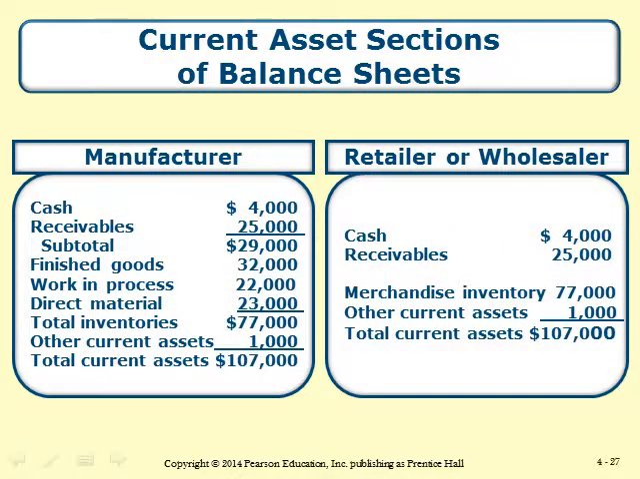Manufacturing inventories are usually composed of these three major categories. Again, raw materials, work in process, or finished goods. Merchandise inventories are usually composed of the purchase cost of items, including freight in, that are acquired and then resold. And here we see just the difference between the current assets section of the balance sheet for a manufacturer versus a retailer or wholesaler.